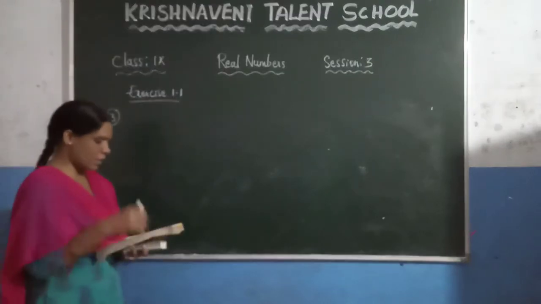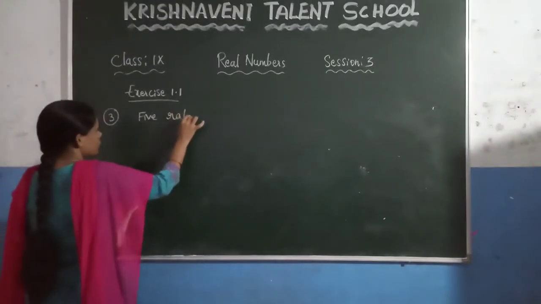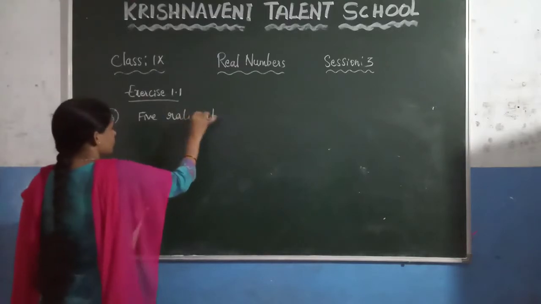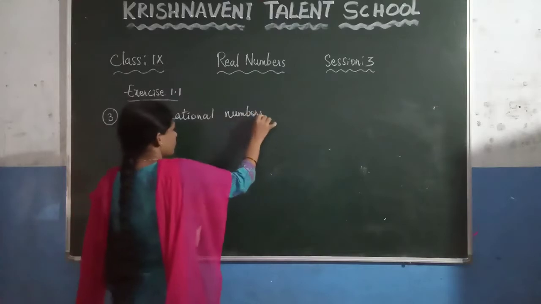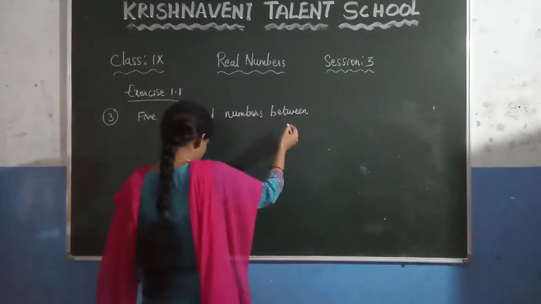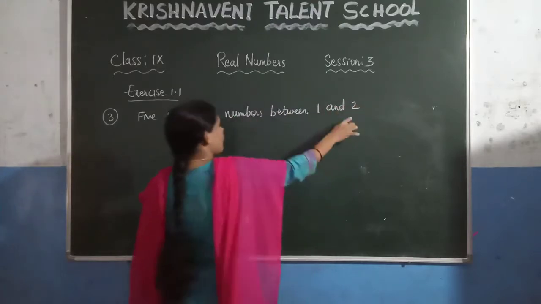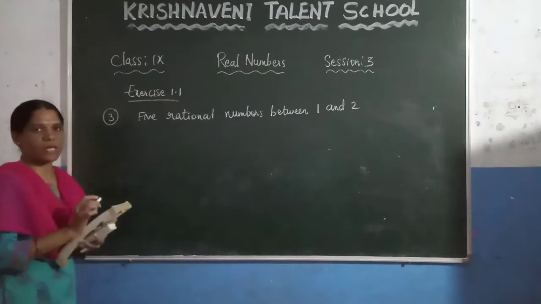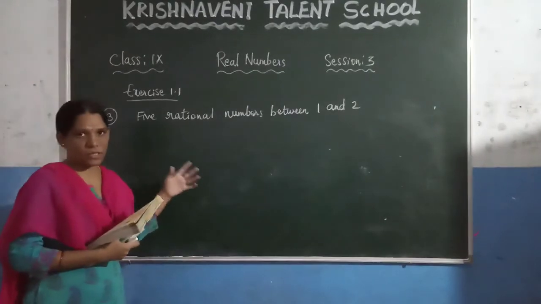Write 5 rational numbers between 1 and 2. You have to write 5 rational numbers between 1 and 2. You can solve this problem in different ways.